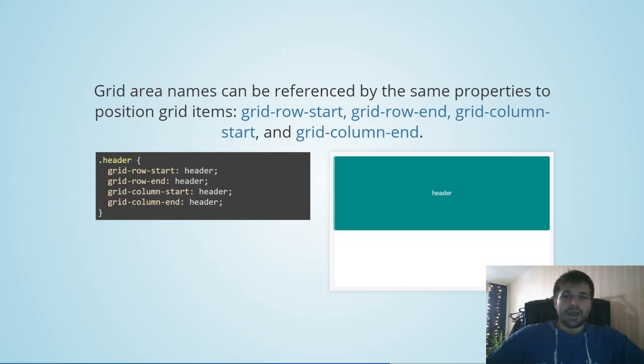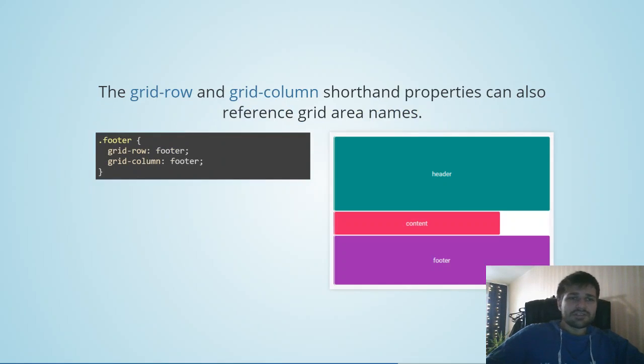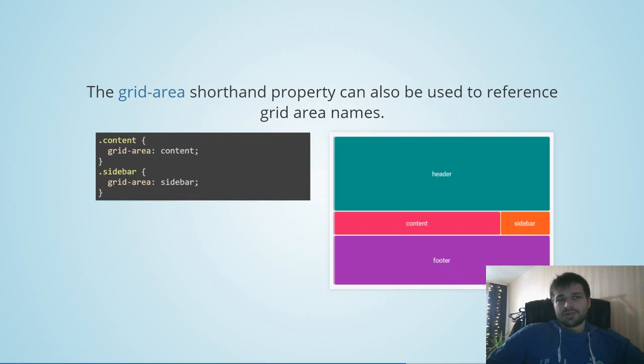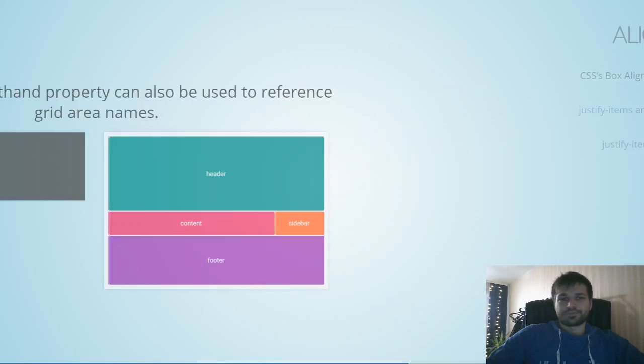So here I have the content's header, and I'm using grid-row-start, row-end, grid-column-start, and end properties. The grid-row and grid-column shorthand properties can also reference grid area names. And the grid-area shorthand property can also be used to reference grid area names. It's very cool. So we have one property for content and one property for sidebar, grid-area: sidebar.